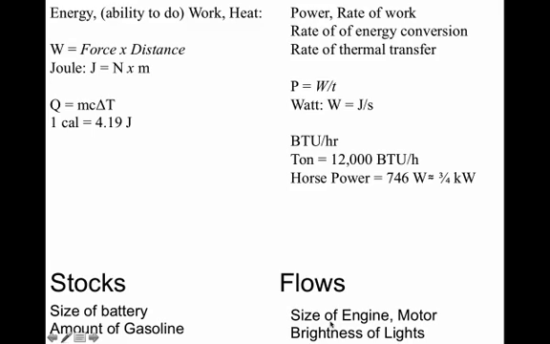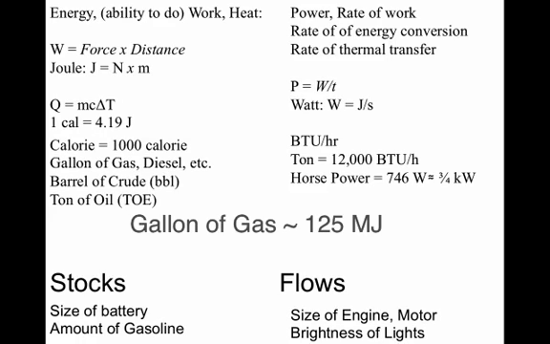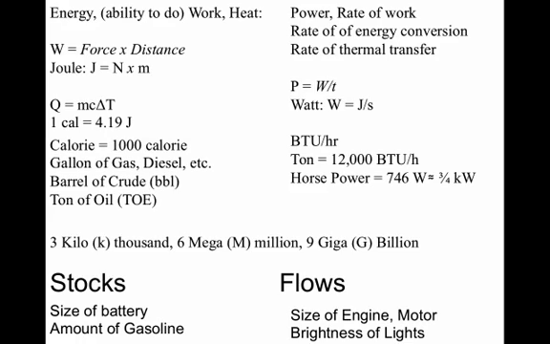Other units that are interesting are the dietary calorie, how many calories are in a candy bar, which is 1,000 thermal calories, or 4,190 joules. We can measure energy in terms of gallons of gas, or barrels of crude oil, or tons of oil. You often see tons of oil equivalent. It's not someone's toe, it's the amount of energy in 1 ton of oil.